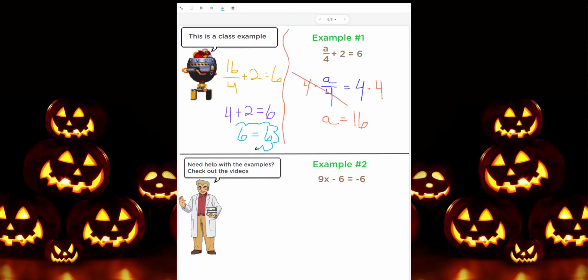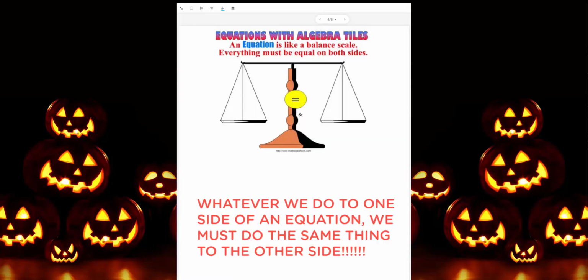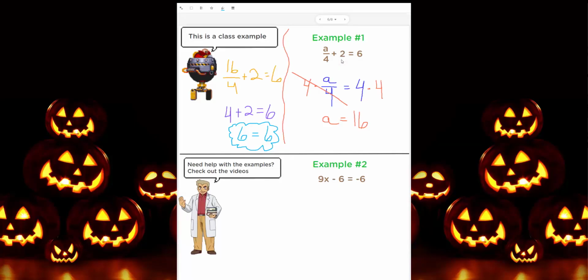Is this a true statement? Does 6 equal 6? If I were to take this scale and I were to put 6 of those blocks that we mentioned earlier on both sides, would that scale still be balanced? The answer is yes. Yes, it would. So that is how we can tell that we got the correct answer.